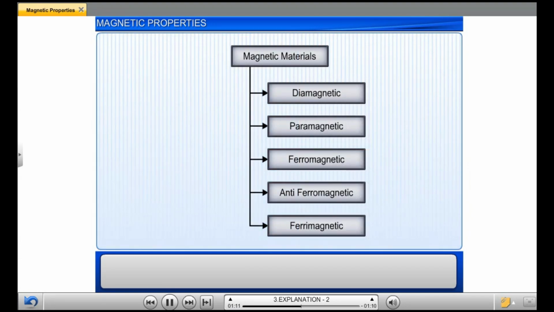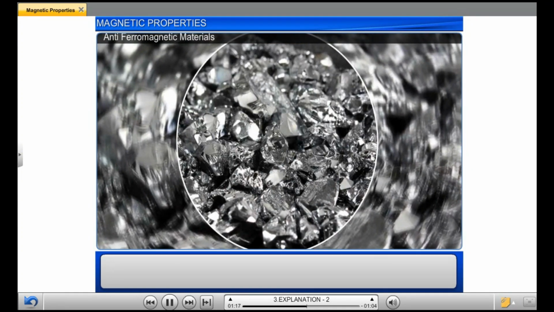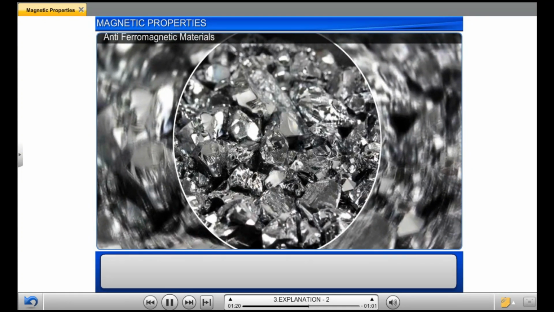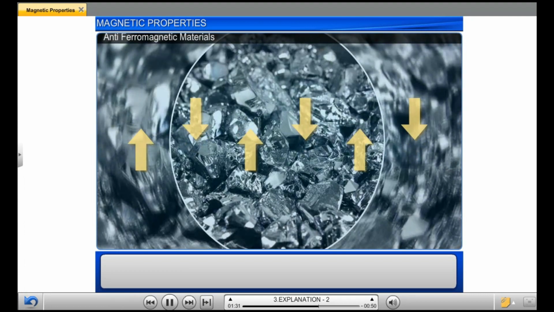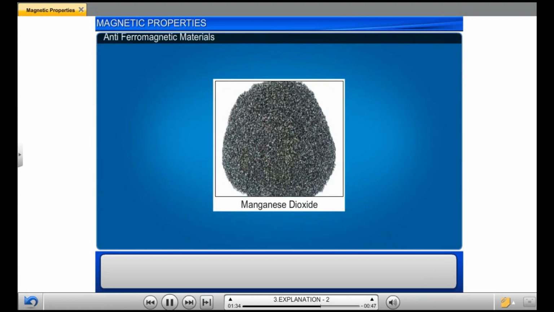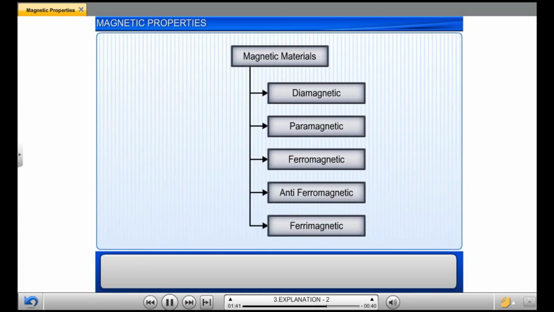Let's now discuss antiferromagnetic substances. These substances have the same domain structure as ferromagnetic substances. However, their domains are oppositely oriented and cancel out each other's magnetic moments. Manganese dioxide is an example of an antiferromagnetic substance. Finally, let's look at ferrimagnetic materials.